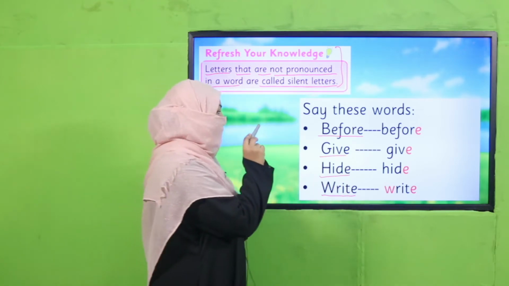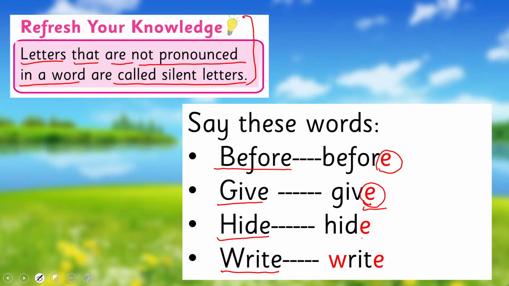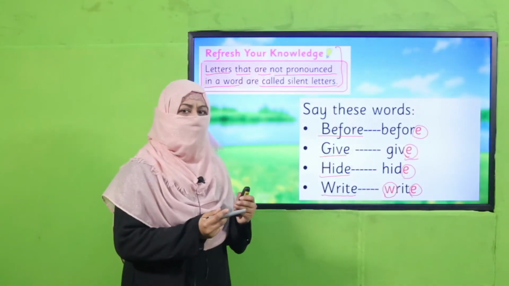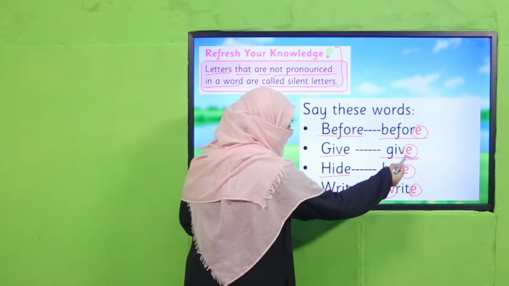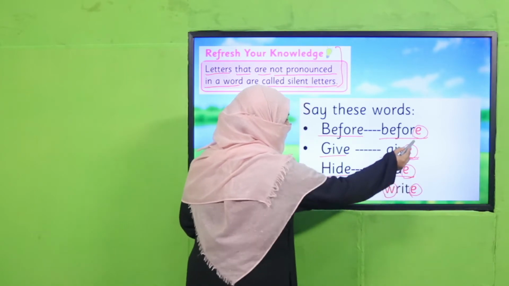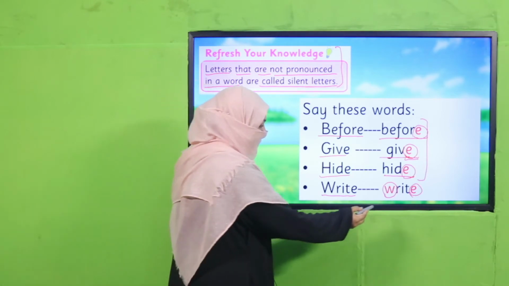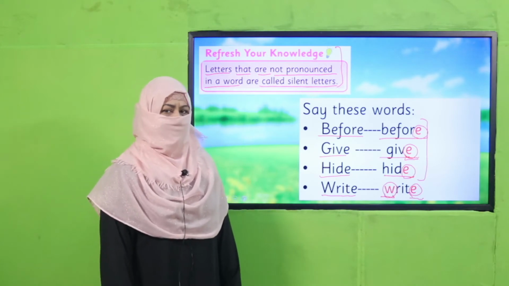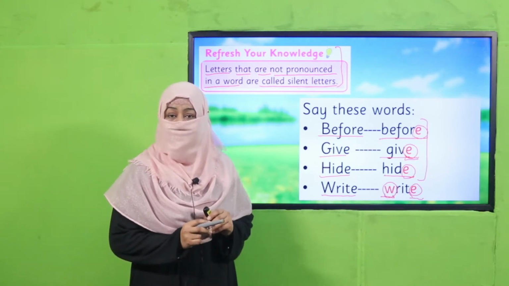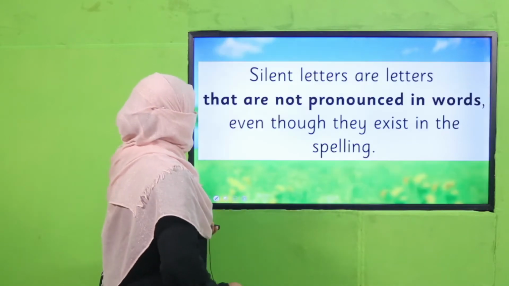Now I want you to focus. There are few letters which are present in the word, but they don't have any articulation. I mean, we don't speak them, we don't pronounce them. For example, this E in before, E in give, and E in hide. In these three words, this last letter E is silent. And in this word, there are two letters, first W and last E is silent. So there are few rules which make the letters silent in a word. Those rules we are going to learn, inshallah.